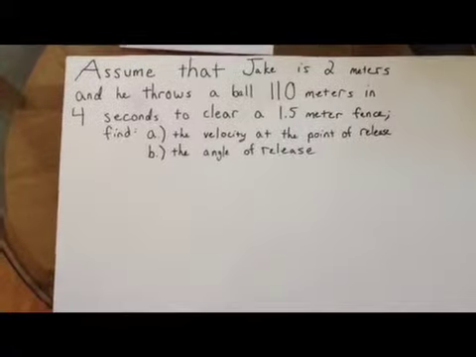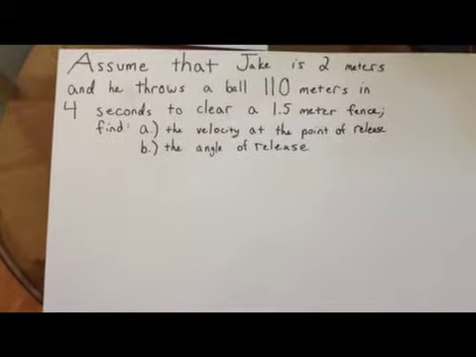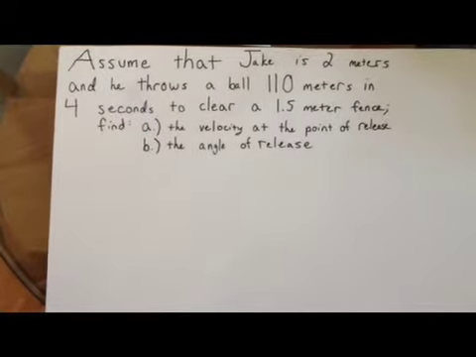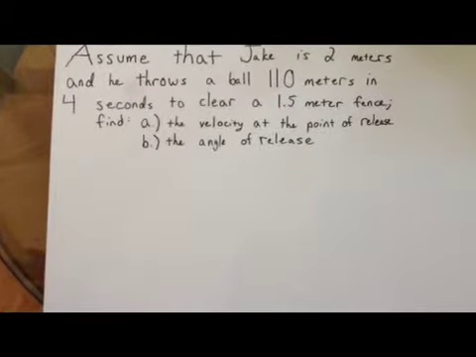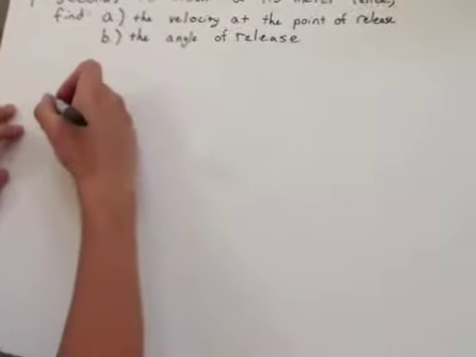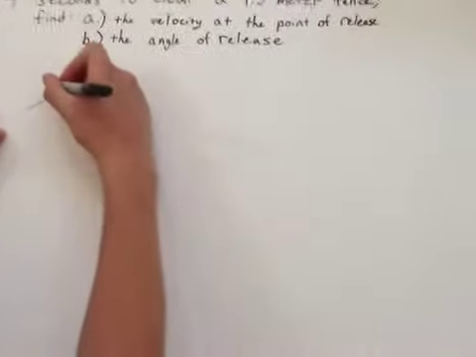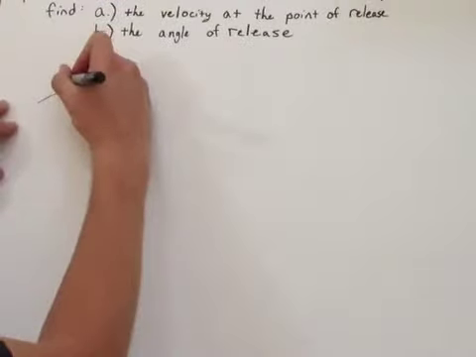Our problem is, assume that Jake is 2 meters tall and he throws a ball 110 meters in 4 seconds to clear a 1.5 meter fence. Find A, the velocity at the point of release, and B, the angle of release. Alright, so this vector represents the velocity at which Jake throws the ball initially.